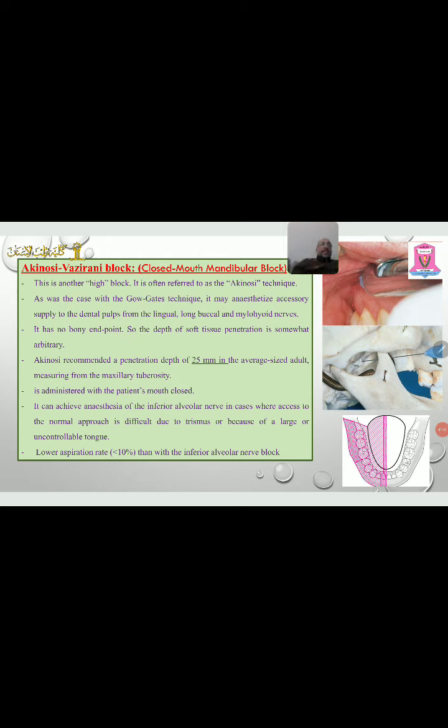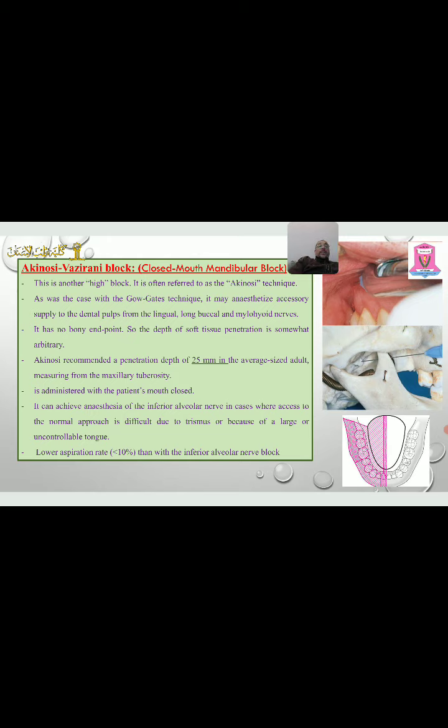التكنيك الثالث اللي يفيدنا وهو مهم جدا في الانستيزيا اوف ماندبل هو الاكينوزي فازيراني بلوك اللي يسموه closed mouth mandibular block. This is another high block injection. It is often referred to as the Akinosi technique. As was the case with the Go-Gate technique, it may be anesthetize the accessory supply to the dental pulps from the lingual, long buccal, and mylohyoid nerves.